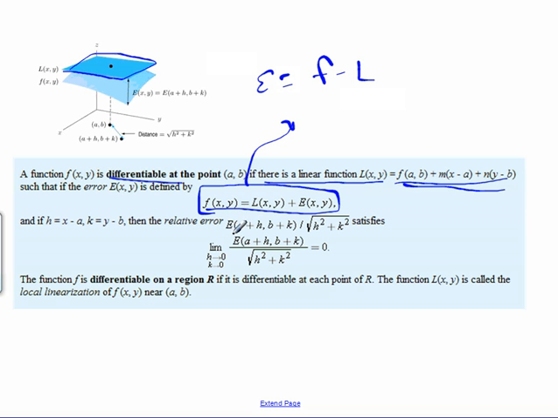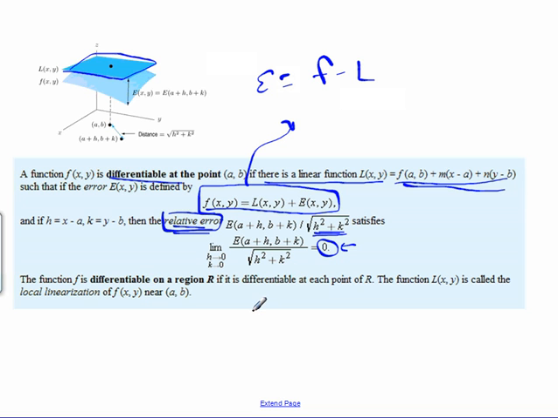So our relative error, now here's where we're bringing in our error divided by the distance that the point is away. That's called our relative error. As long as our relative error gets close to 0, then our function is differentiable.